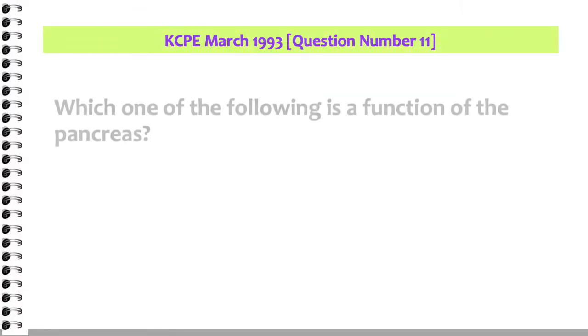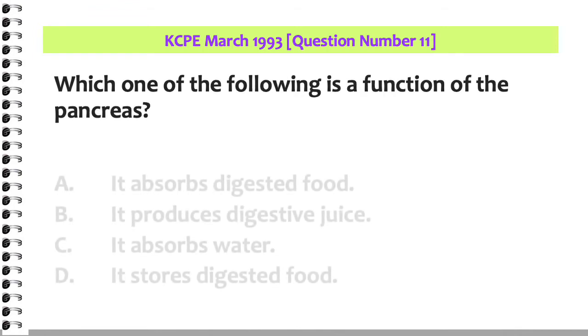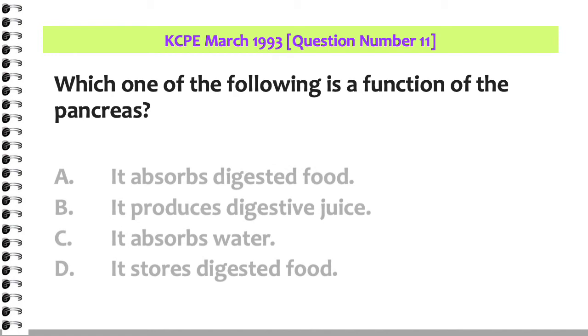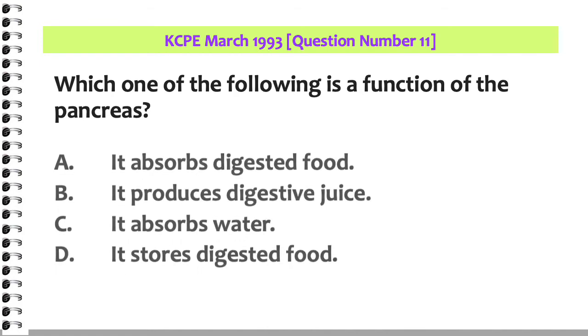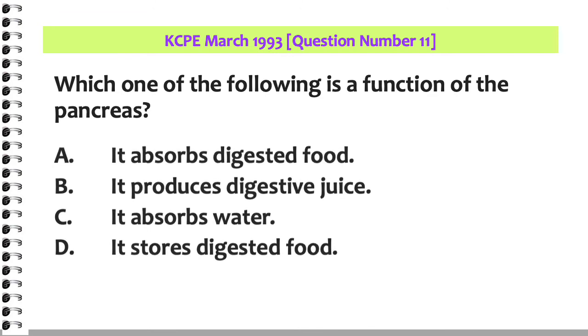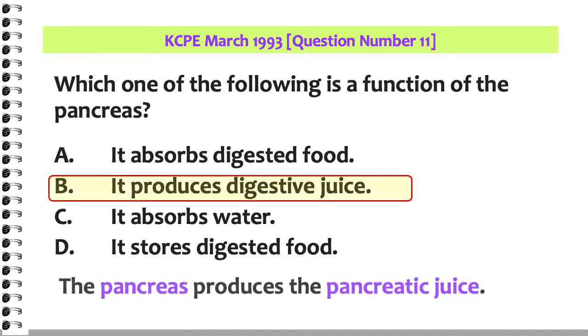Which one of the following is a function of the pancreas? A. It absorbs digested food. B. It produces digestive juice. C. It absorbs water. And D. It stores digested food. The pancreas produces the pancreatic juice.